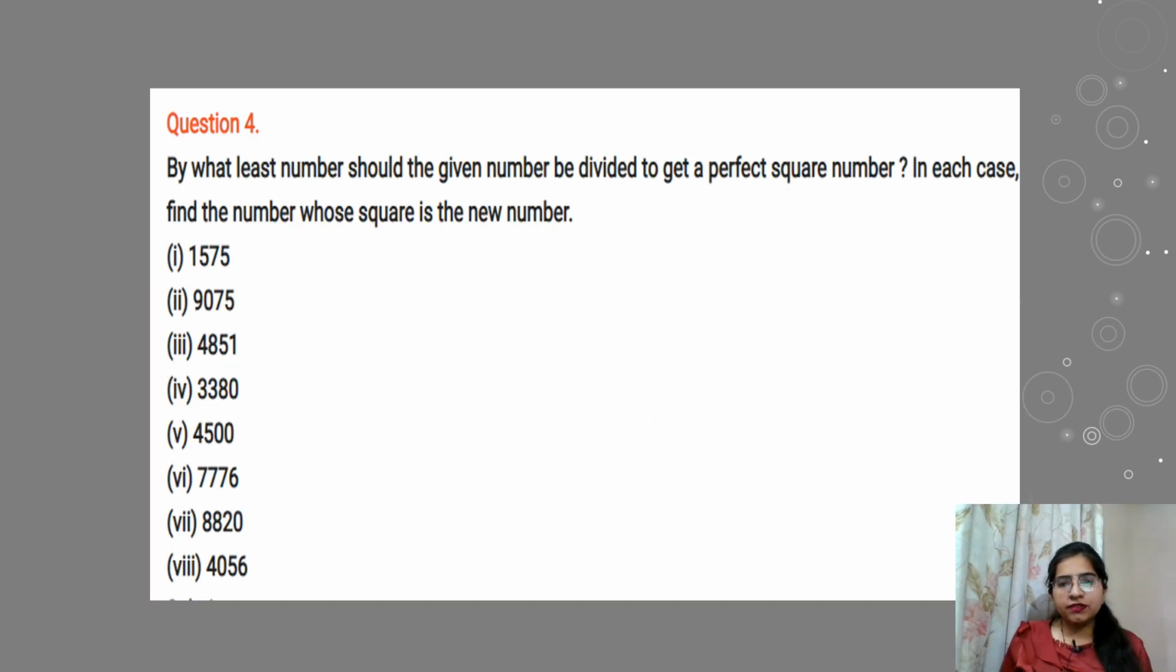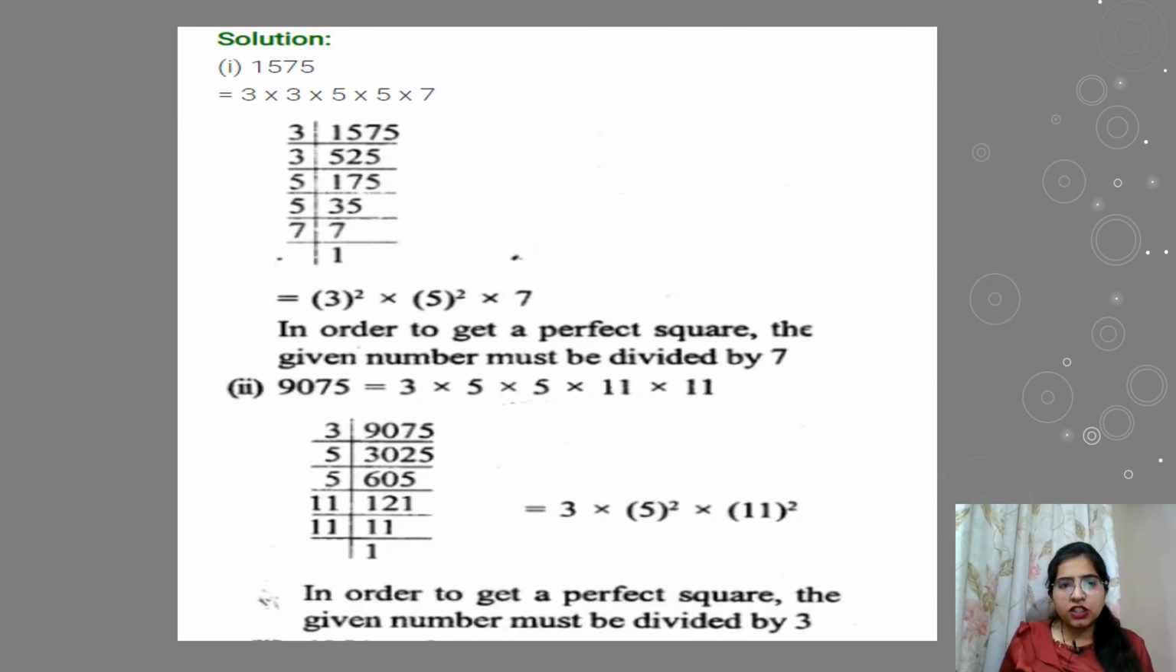Same only. Fourth question. Fourth question is, students, by what least number should the given number be divided to get a perfect square number? In each case, find the number whose square is a new number. Question is, by what least number should the given number be divided? In previous question we have done what least number it should be multiplied, but in this we will decide by what least number we should divide. 1575 is the question, right? First part. So let's do first part.